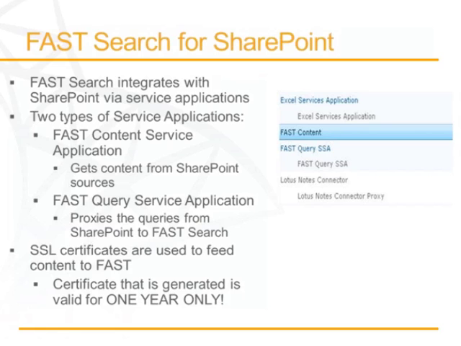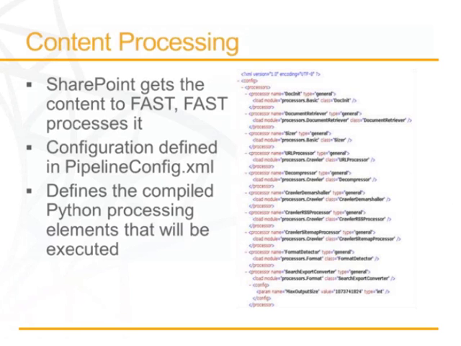So, content processing. I kind of talked about it already, but SharePoint's job is to get the content to FAST. FAST's job is to process that content. When the content makes it over, each of those little processes that are running will grab it and do something with it. You'll see that there's a pipeline config file that has all these different processor elements that point off to these areas that say, whenever something comes in, these are all the tasks that I need you to execute on each piece of content.